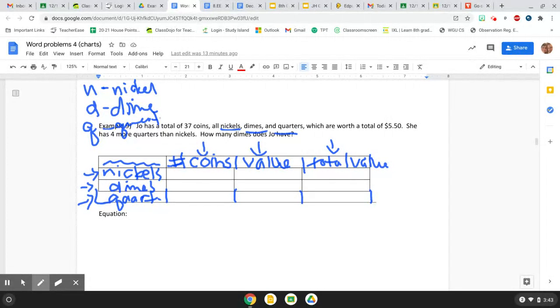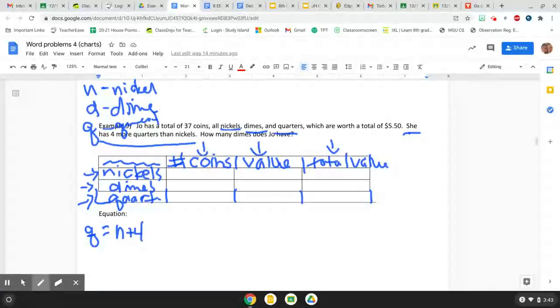Okay, so now that I kind of have some variables, I know that I need to get it down to 1, but I can't quite do that yet. I need to do some solving and some figuring out before I can put that into my chart. So let me think. It says she has 4 more quarters than nickels. That's a big piece of information because that tells me the number of quarters and nickels, kind of a comparison there. So if she has 4 more quarters than nickels, that's telling me that she has more quarters than nickels. So the quarters would be equal to n plus 4. Okay. Sounds good to me.